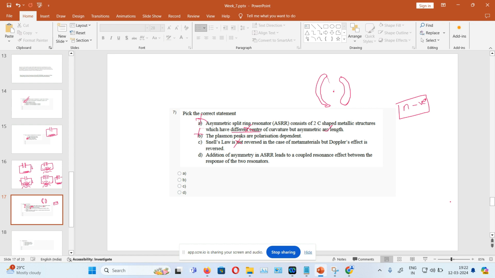Addition of asymmetry in an asymmetric split-ring resonator leads to a coupled resonance effect between the responses of the two resonators. This is actually true. In that case, there is a coupling happening between the split-ring resonators. In asymmetric split-ring resonators, you can see two resonance peaks. As you change the asymmetry between the two, there is some coupling happening between the two resonance peaks, such that the effect can be modified based on the change in that asymmetry. So this answer is correct.